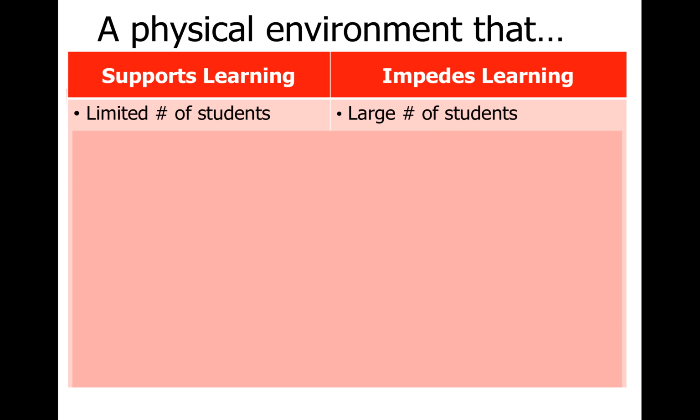So, a physical environment that supports learning: a limited number of students, versus a large number of students, which would impede learning. A class of 15 to 20 for a teacher is not too bad. Obviously, with a smaller number, if we have 5 or 10 students, much more learning can take place, but on average 15 to 20 students is a decent sized classroom. If you go into a classroom with a large number of students, I would say over 30 for one teacher, then that starts to impede learning because there's a lot less that you can do, and a lot less activities and engagement that can take place with classes that size.